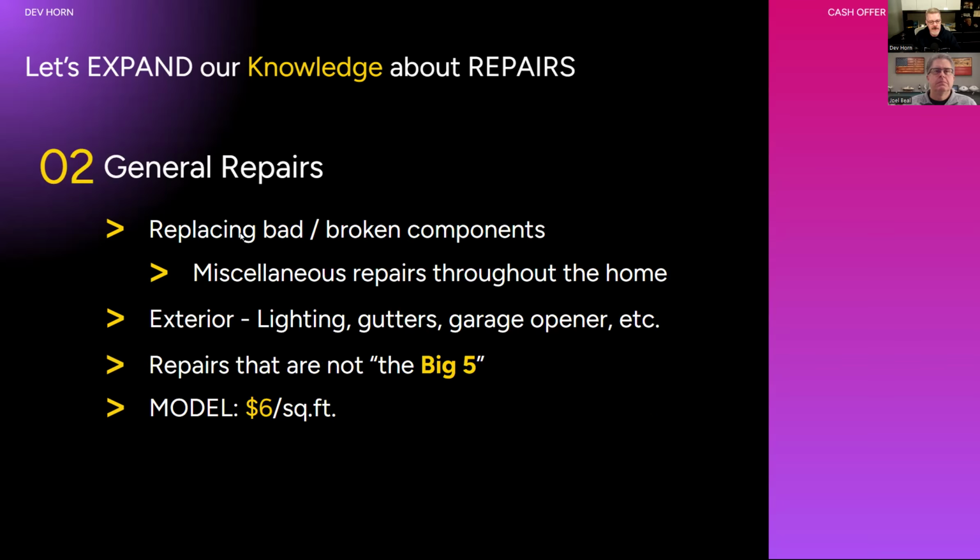In my general repairs category, these are really anything that's broken, doesn't work, that's not part of the big five. An example might be lighting, gutters, the garage door opener, the decking in the back, just anything that's broken and needs to be repaired is covered by that $6 variable. And those variables are applied to the total square feet of the house.